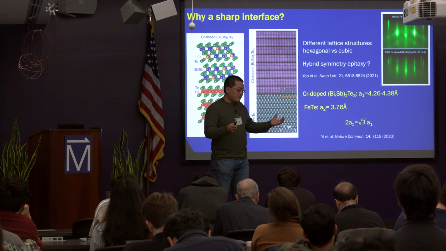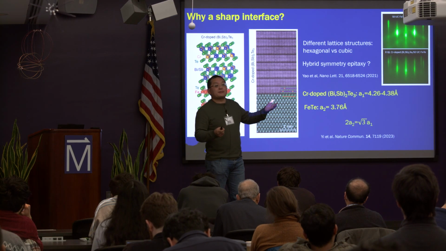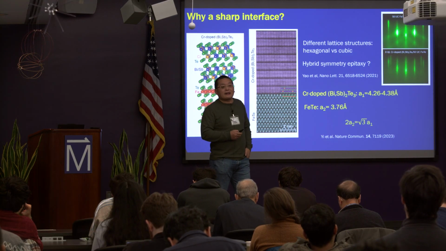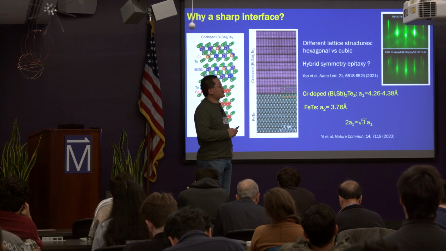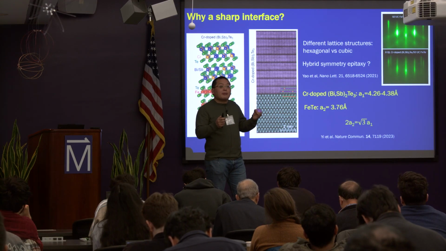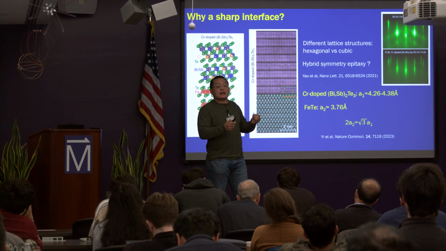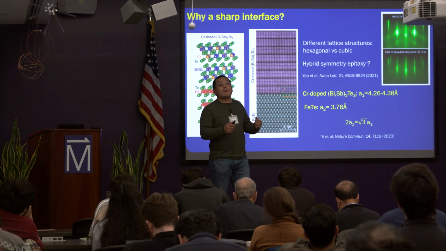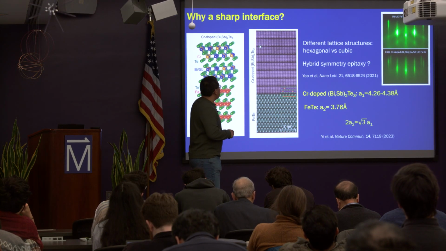If you want to grow cubic material, it must be on a cubic substrate. Hexagonal material must be on a hexagonal substrate. But here, the bottom layer, antarite, is a cubic material, and the top layer is a hexagonal material. Why can you still realize a really sharp interface?